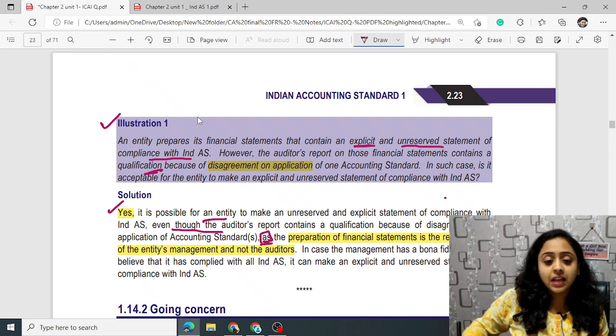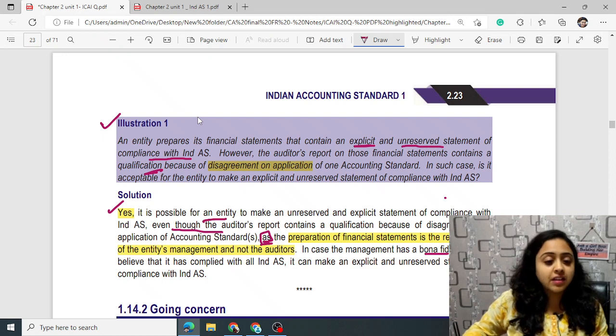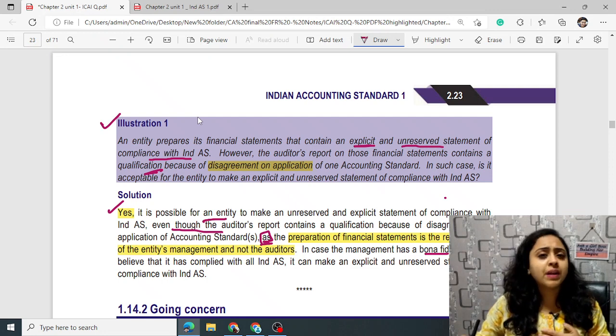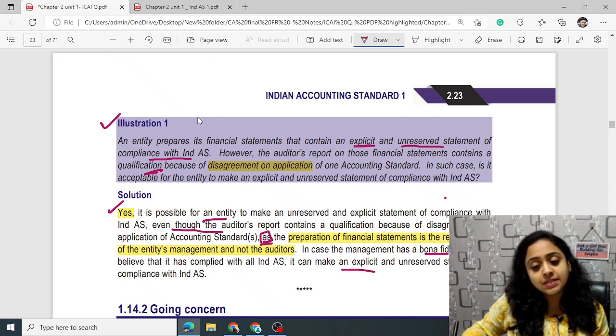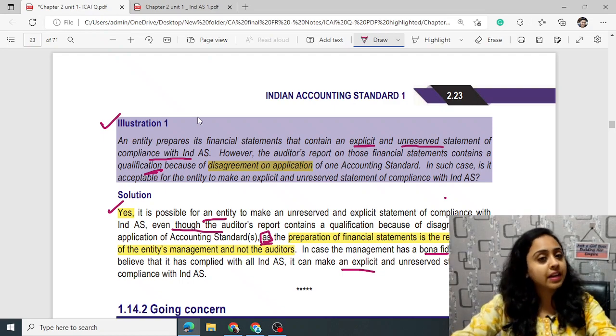In case the management has a bona fide, or genuine, reason to believe that it has complied with all the Ind AS, that is, the management on their behalf is very much genuine and very sure that they have complied with all the Ind AS, it can make an explicit and unreserved statement for the compliance of Ind AS.